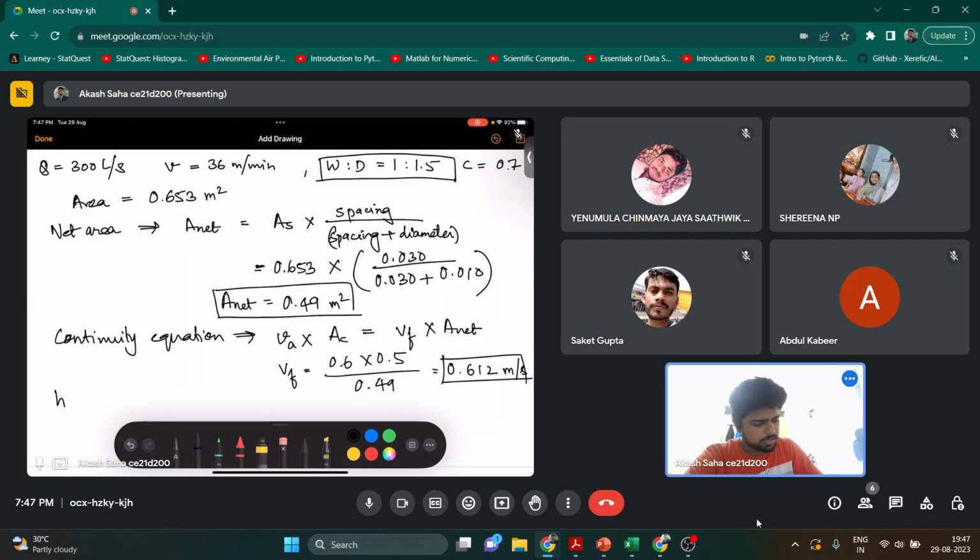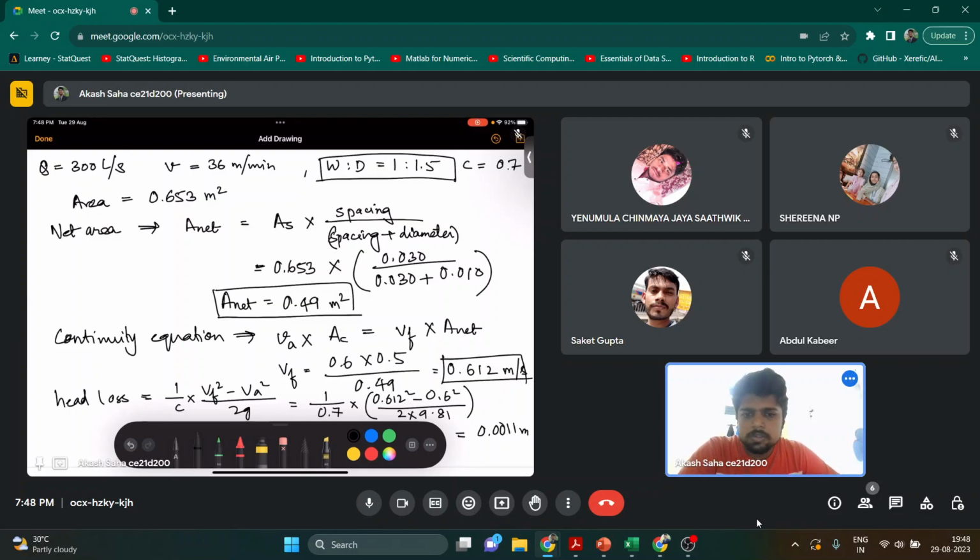And at last, the head loss. So head loss will be 1 by C into Vf square minus Vs square by 2g. So 1 by 0.7 into 0.612 square minus 0.6 square divided by 2 into 9.81, which is equal to 0.0011 meter. So this is my head loss and the velocity.